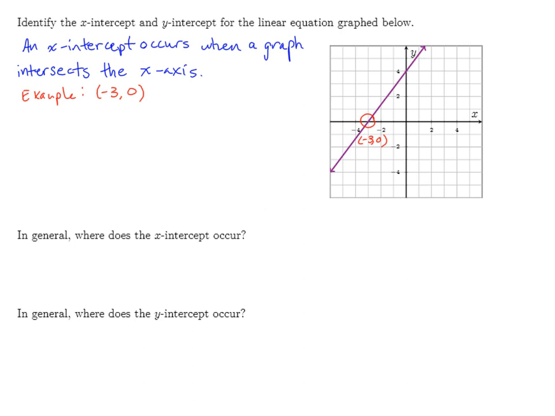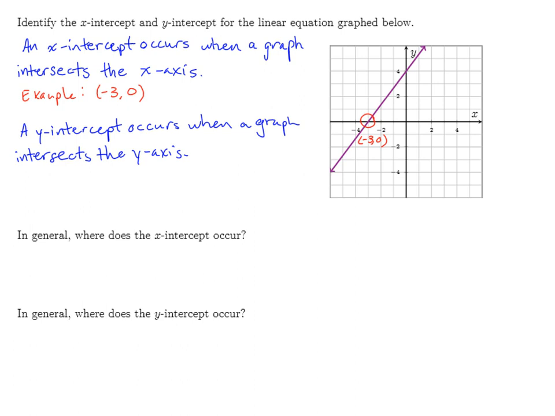Now similarly, a y-intercept occurs when a graph intersects the y-axis. So let's write that one down. In our example then, looking at our y-axis, we can see the point (0, 4) as the point where that linear equation intersects that y-axis. So in our example, it was the point (0, 4).